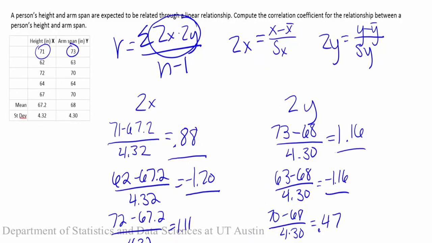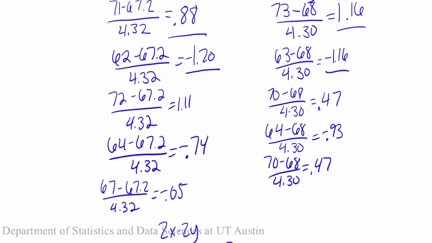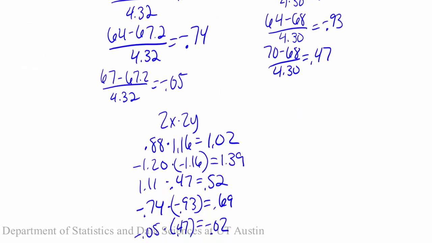After we have multiplied all of our zx times zy's, then we must sum these values together. So we'll take 1.02 plus 1.39 plus 0.52 plus 0.69 plus negative 0.02. The sum of our zx times zy's will be 3.6.